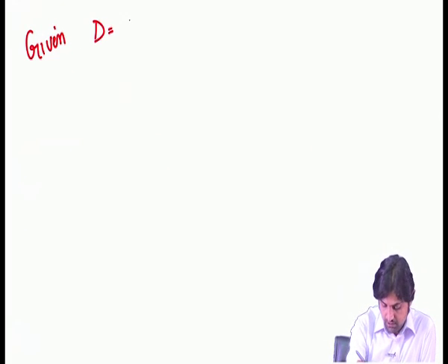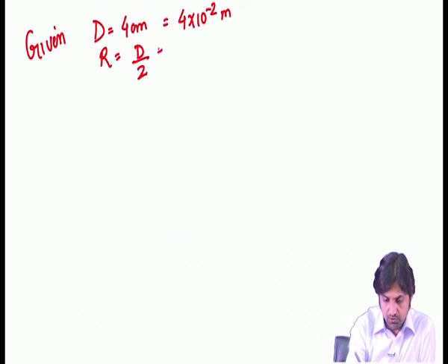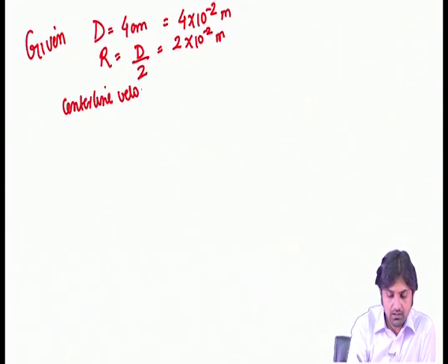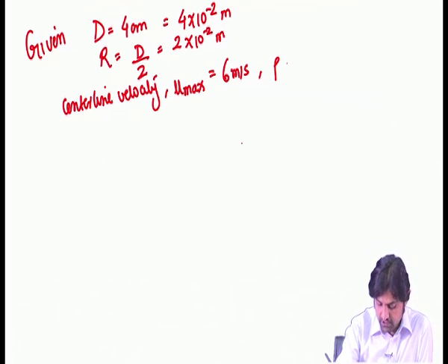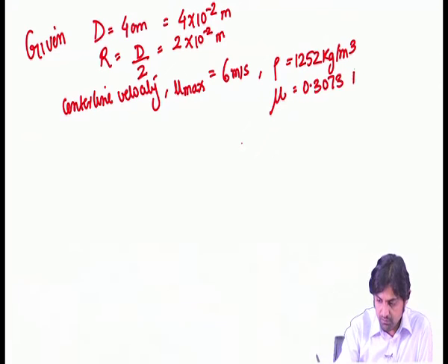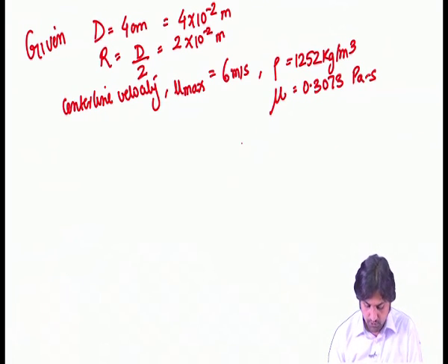So we are given the diameter is equal to 4 centimeter, which is 4 into 10 to the power minus 2 meters. Therefore the radius is going to be D by 2, or simply 2 into 10 to the power minus 2 meter. We are also given the center line velocity, which we have seen in our derivation as u max, that is 6 meters per second. We are also told that density is 1252 kilogram per meter cube, and the dynamic viscosity in SI unit is 0.3073 Pascal second. So what was the first thing that we did? We wrote down everything that is given, okay. This is very good practice.